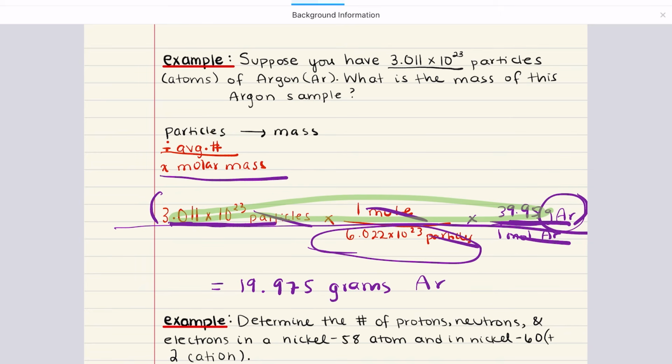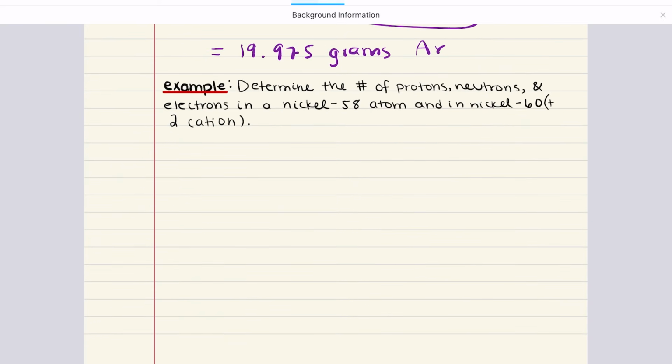We solved this problem. Let's go ahead and do another example here.